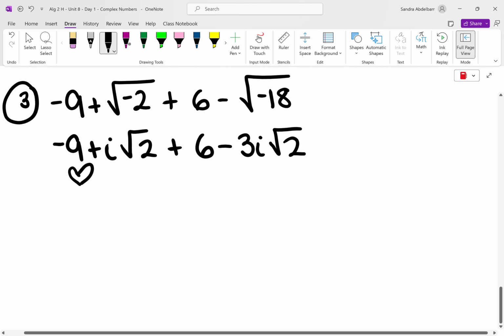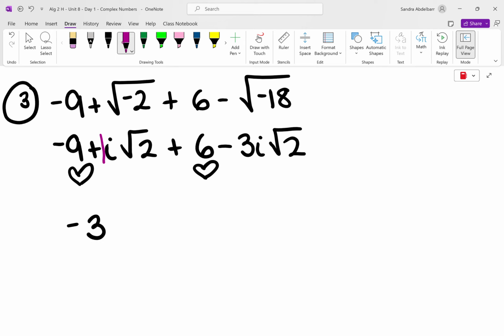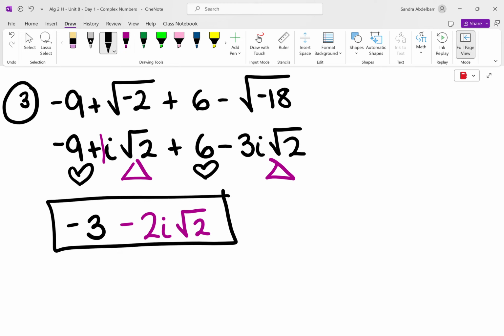Then all we do at this point is combine our like terms. Negative 9 plus 6 is a negative 3. And now this is a 1i root 2, and we have that paired with a negative 3i root 2, which is going to give us a negative 2i root 2. Okay, you guys do this next one.